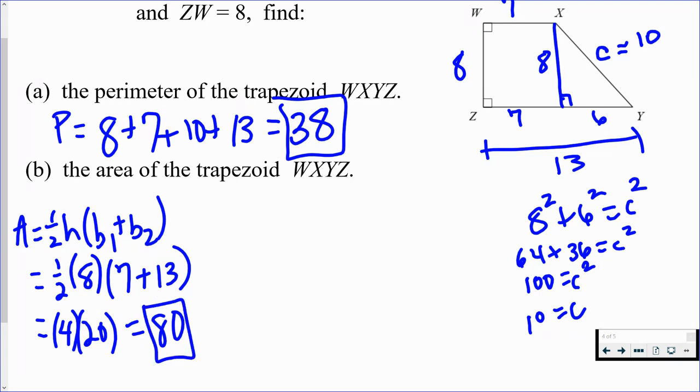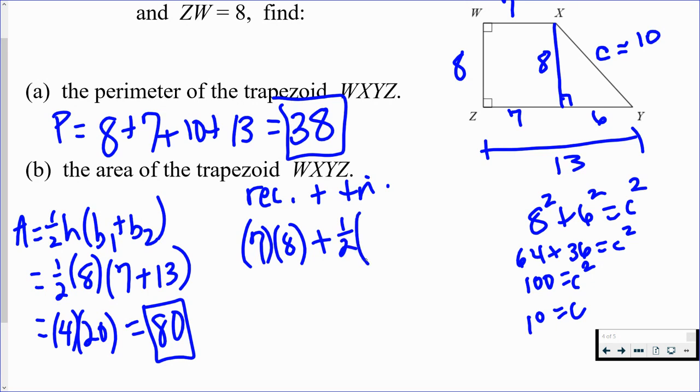If we don't remember that formula, then we can still use the fact that this trapezoid is made up of a rectangle and a triangle. So let's add those two together. We're going to add the rectangle plus the triangle. Area of the rectangle is base times height, so that would be 7 times 8, plus area of a triangle is 1/2 times base times height. The base of the triangle is 6, the height of the triangle is 8. So now let's go through and multiply. 7 times 8 gives us 56. 1/2 times 6 is 3, times 8 is 24.